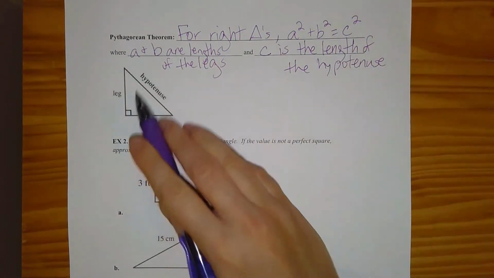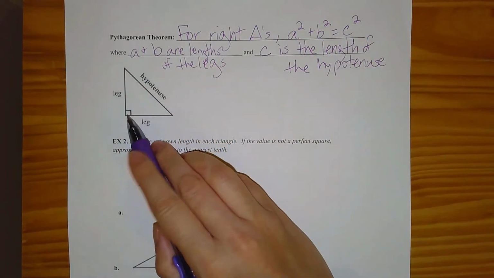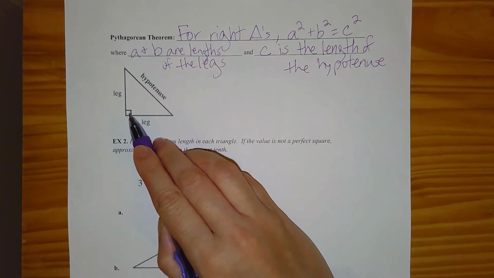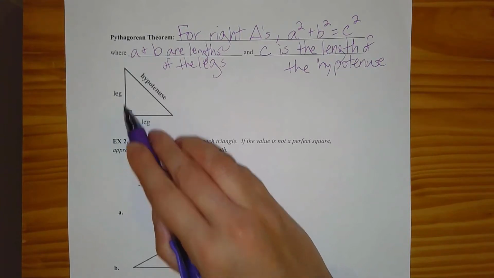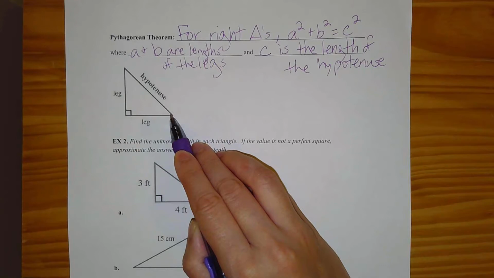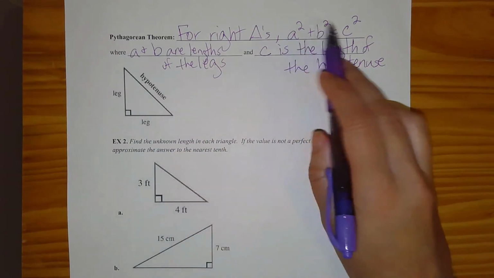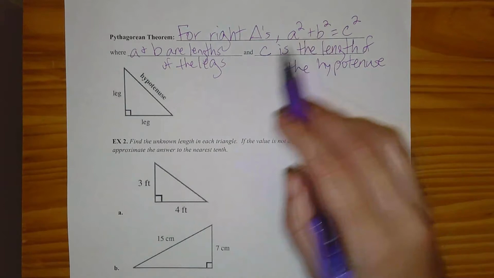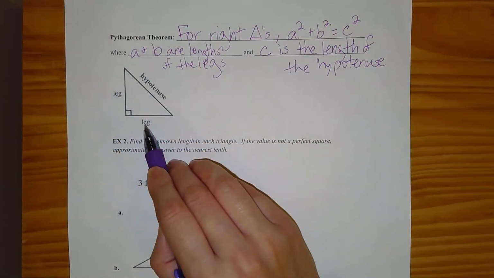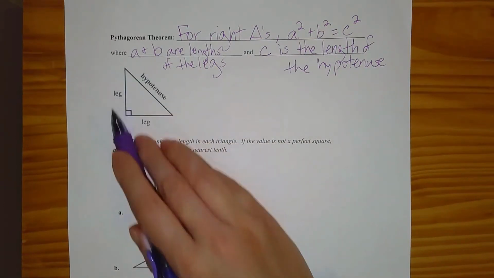Alright, so I have a nice right triangle pictured down here. If you see where the right angle is, that's the one with the little box in it. The legs are on either side of the box. So on either side of the right angle, these are the legs. And it doesn't matter which one you decide is a and which one you decide is b, because addition is commutative. If you want the bottom one to be a, that's great. If you want the top one to be a, that's great.